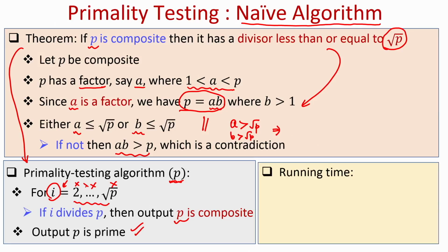Now, what is the running time of this algorithm? So, how many operations do you perform here? There are root p iterations, and in each iteration you are performing a division. So, our complexity measurement here will be how many divisions you are performing to declare whether a given number p is prime or not. We will need square root of p number of divisions.